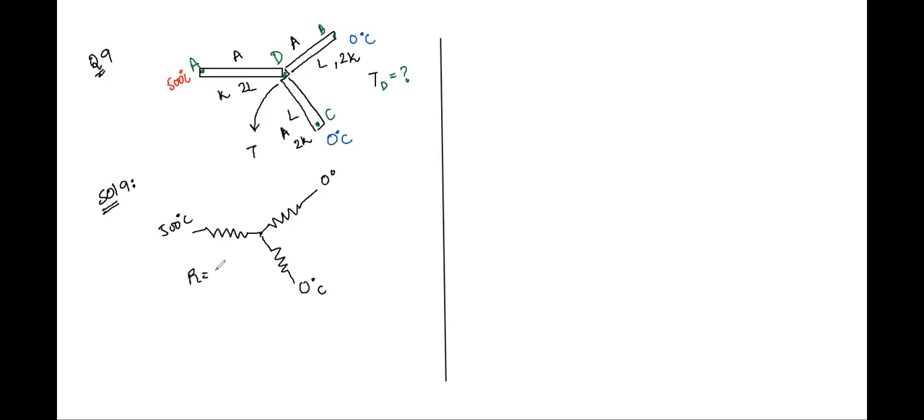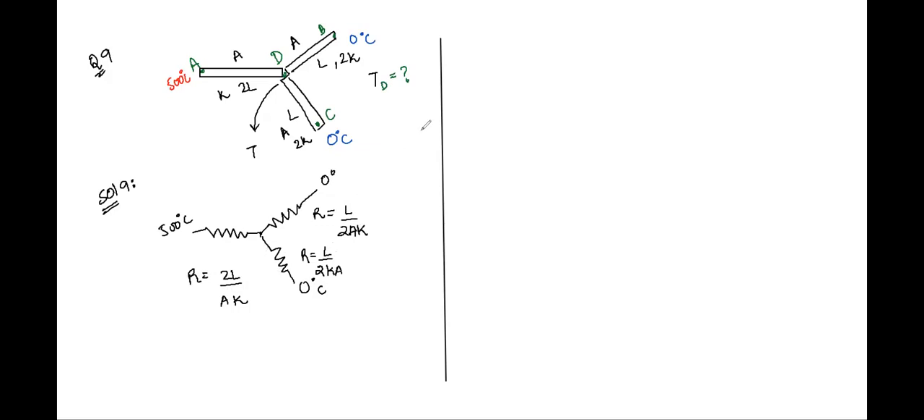If this is R, what is R given by, Samriddhi? L by KA. What is the value of K here? Here the length is 2L, so instead of length we write 2L. Resistance is length upon conductivity times area. So here length is 2L, area is A, conductivity is K. What about this resistance? L upon 2KA. How about this one? Same, L upon 2KA. So let us substitute these values somewhere.